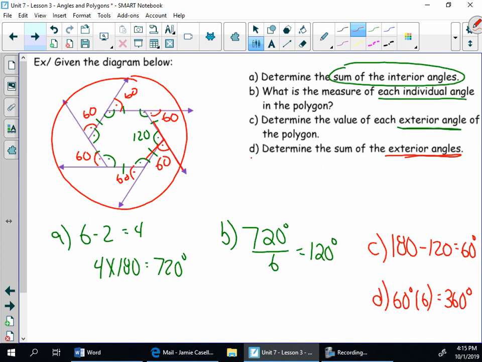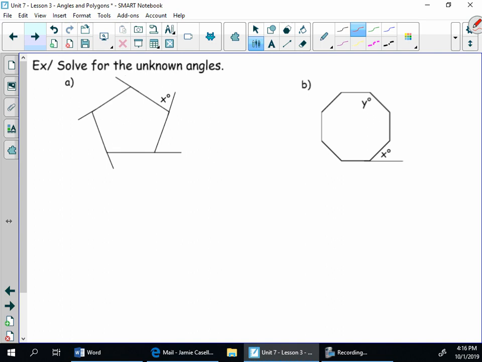So I don't actually need any numbers. If I know something about the shape, how many sides it has, how many angles it has, I can problem solve with them. We didn't have any numbers to begin with, we just had to think about this one. So let's try a couple of these real quick. Find the unknown angles. What do we see? We see 5 sides.